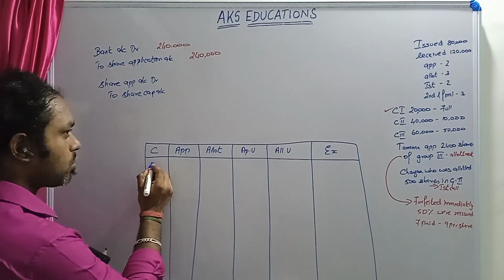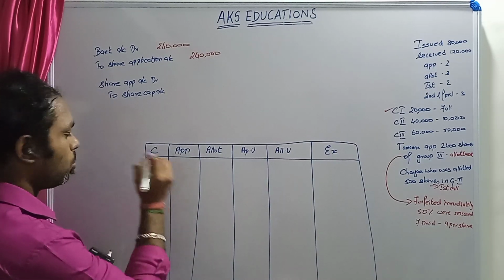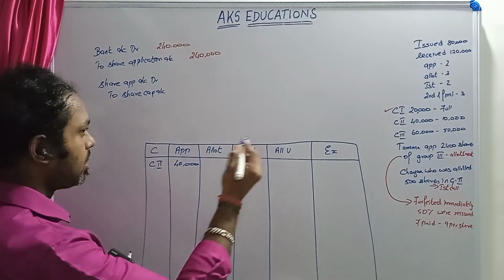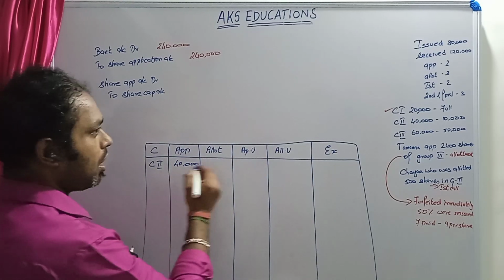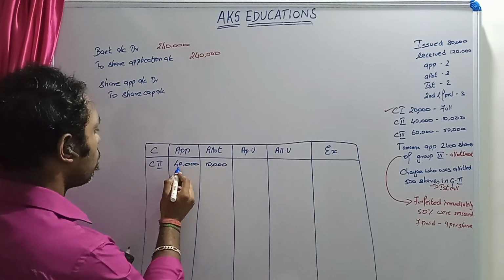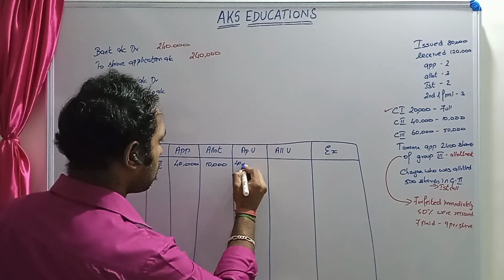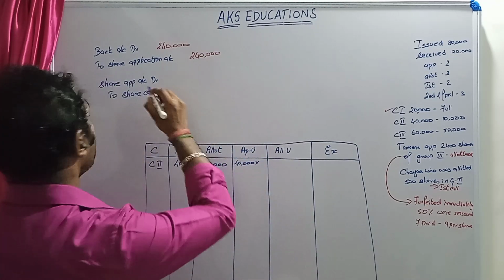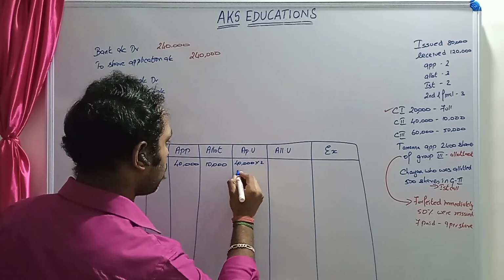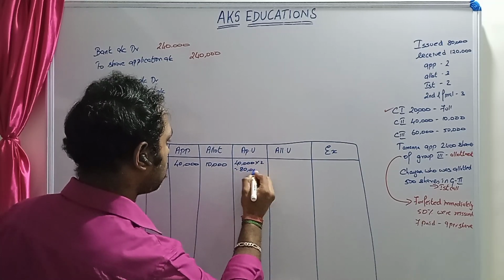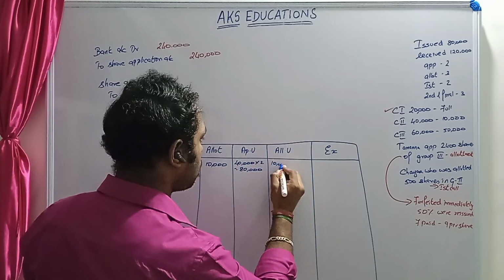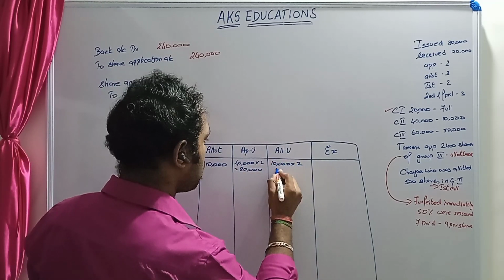So we'll see the next one, which is category 2. Category 2 applied is 40,000. So you can see the question. Applied is 40,000. Allotted is 10,000. Applied value: 40,000 into application. How much is the application? It is 2 rupees. So 40,000 into 2 gives you 80,000. Next, allotted. How much is allotted? 10,000. So 10,000 into 2, which is 20,000.